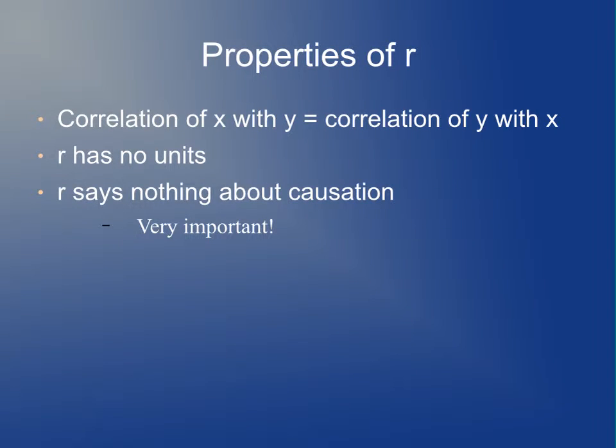Some other properties of R is that the correlation of x with y is equal to the correlation of y with x. X and y are interchangeable when you calculate correlation. It has no units. If you go through the math, the units cancel. It's just an arbitrary scale between -1 and 1. And R says nothing about causation. I've hopefully screamed about that enough already in this class, but just because a child's test scores increase when their shoe size increases, that doesn't mean big feet cause better test scores. It means that age implies both bigger feet and better test scores.